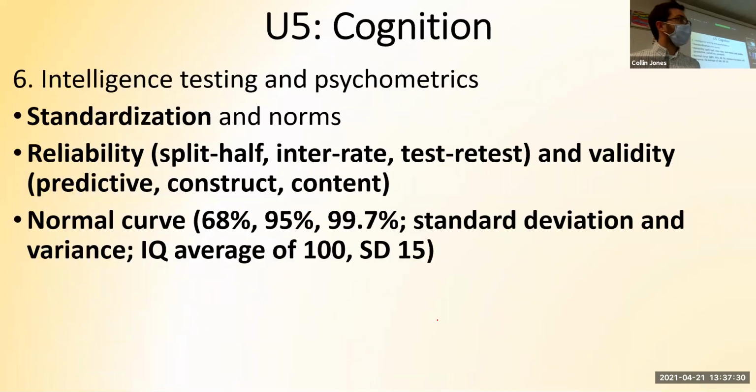Intelligence testing, standardized tests, how we have to have these norms where we can compare people. We talked about reliability and validity. This was also in Unit 1 stuff. We've talked about the normal curve and those 3 magic numbers, standard deviation, 68, 95, 99.7, about how when you're doing IQ measurements, IQ has an average of 100 and a standard deviation of 15. So you'll need to be able to do some of this math stuff and know whether or not a test is doing its job.